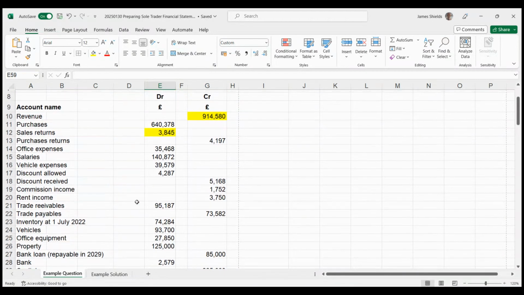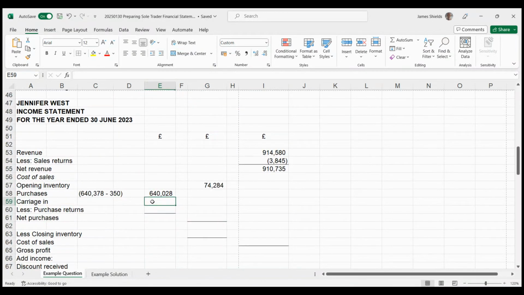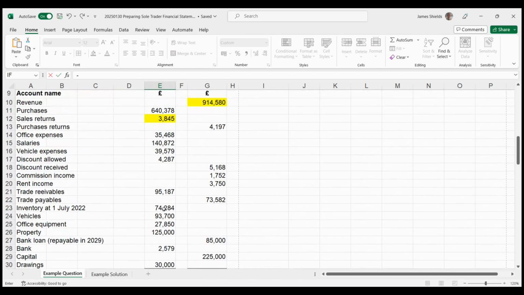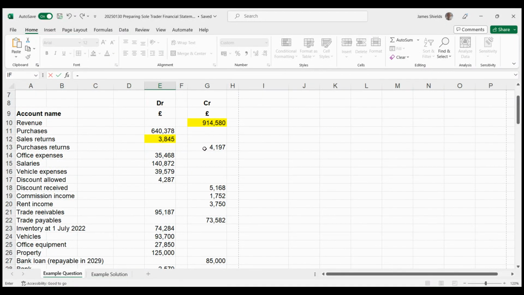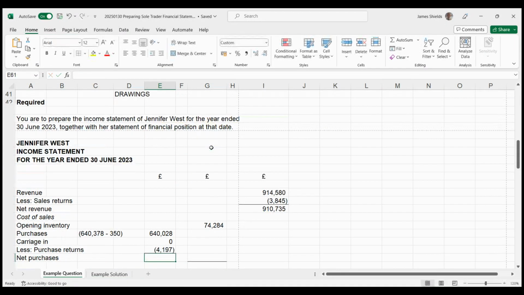Now, carriage in. You go through the trial balance, and there's no carriage in this question. So for the moment, I'm just going to put 0 in there so you can follow the actual template. Purchase returns. Here they go, £4,197. So net purchases now is going to be the purchases plus carriage in, take away purchase returns.